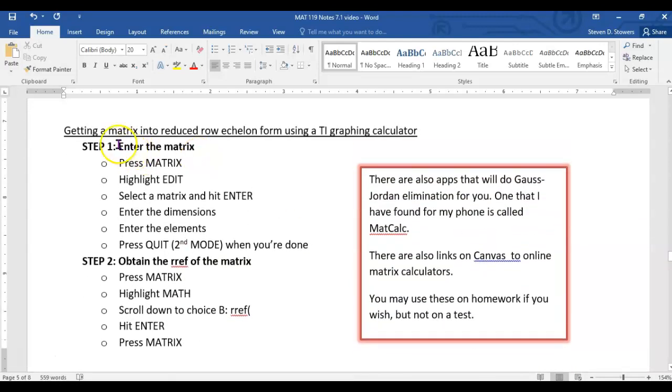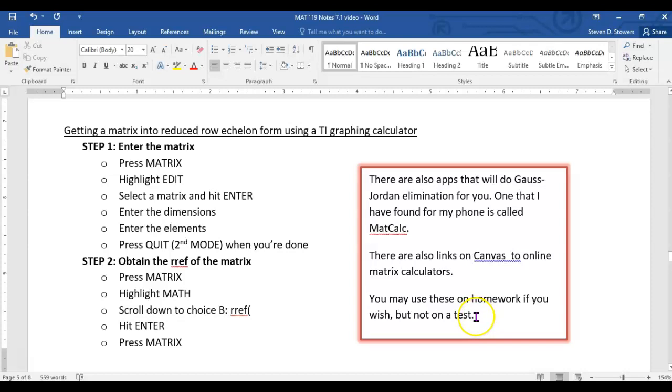So I already went over how you would do that on the graphing calculator. There are also apps that you can get for your phone or tablet that will do this Gauss-Jordan elimination for you. I found one that's called MatCalc that seems to work pretty well, but there are others out there. There are also online matrix calculators, web-based, and I put links to several of those on Canvas. You can try them out and find the one you like best.